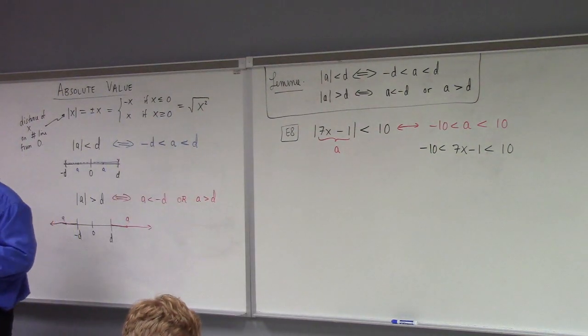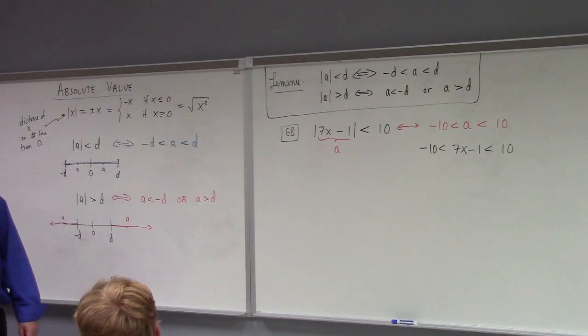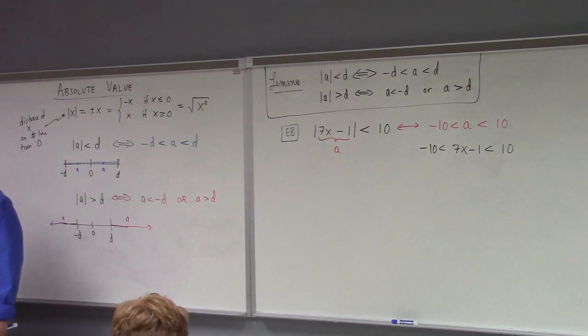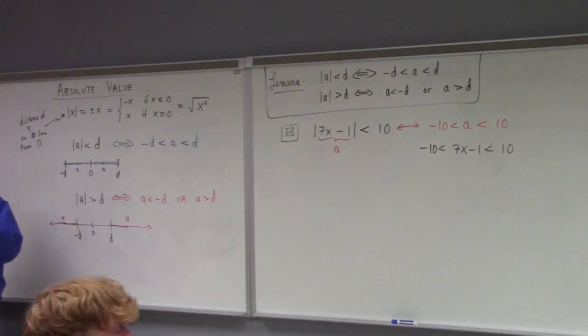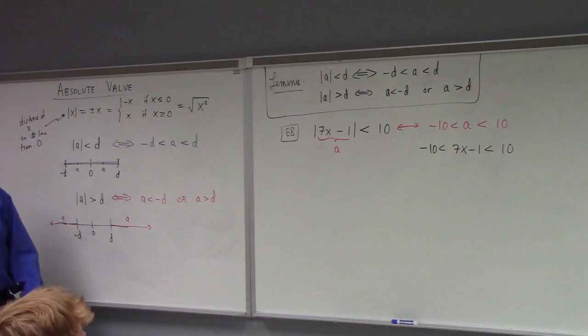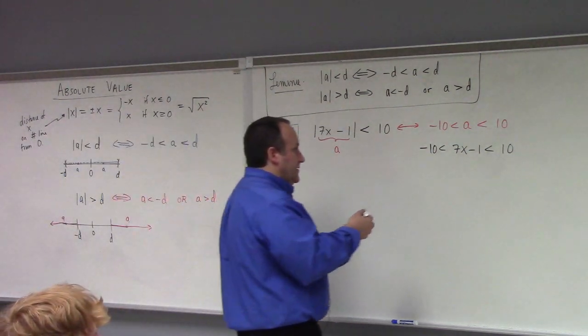Can I just set 7x minus 1 to 10 and minus 10? No, this is not an equation. This is an inequality, though. If it was equals, I'd solve with the 10 and minus 10. But here we're trying to find all x that satisfies the inequality. So the answer should be like an interval, or maybe a union of intervals. But let's see what happens.